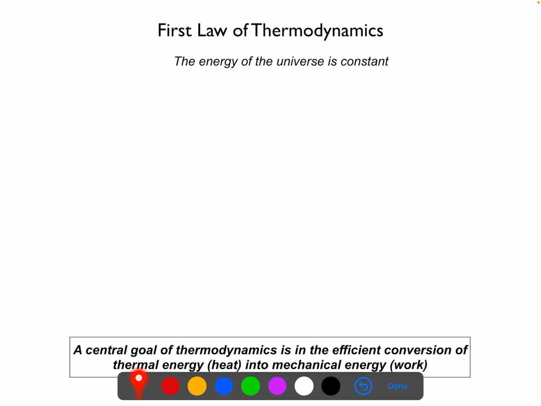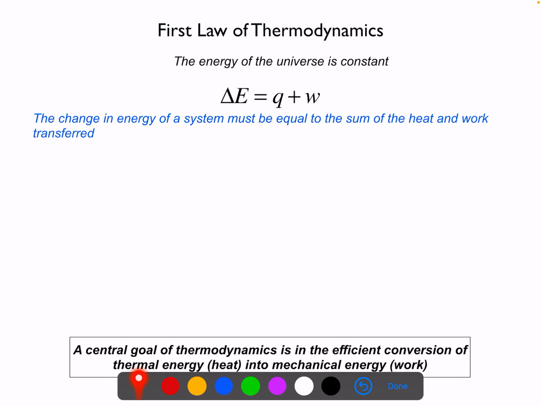So we can go back to the first law of thermodynamics, which is an equation we already showed. Delta E equals Q plus W. The energy of the universe is constant. So if we perform a chemical reaction and we have a change in energy, the total sum of energy has to be equal to all the heat produced or absorbed and all the work produced or absorbed.